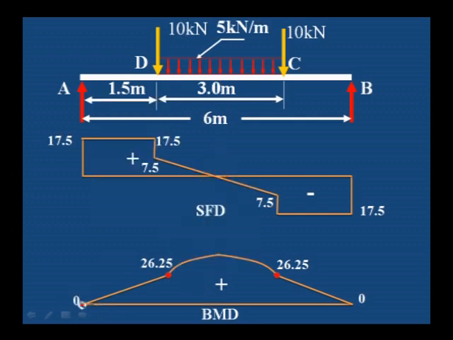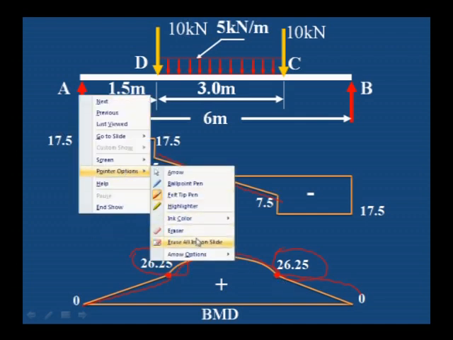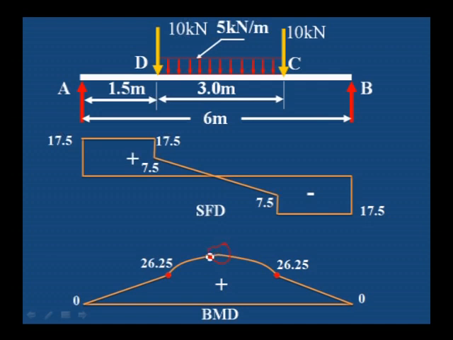To draw the bending moment diagram, first draw the horizontal line and mark the 2 points, that is 26.25 at D and C, and then draw the inclined line from A to D as well as B to C. In between D and C, it is a uniformly distributed load, that is why it is a parabolic curve. For the shear force diagram, a uniformly distributed load gives an inclined line. For the bending moment diagram, it is a parabolic curve, shown rising at the central point, because there we will get the maximum bending moment.